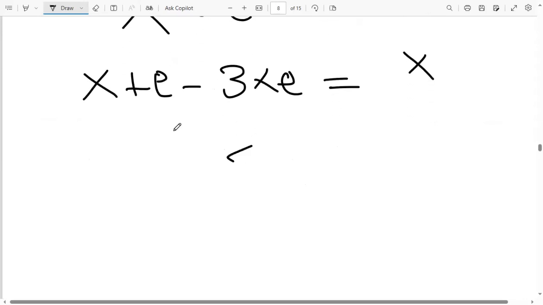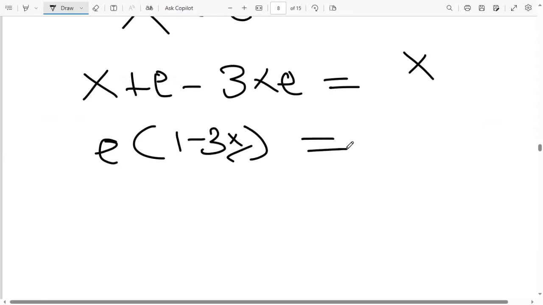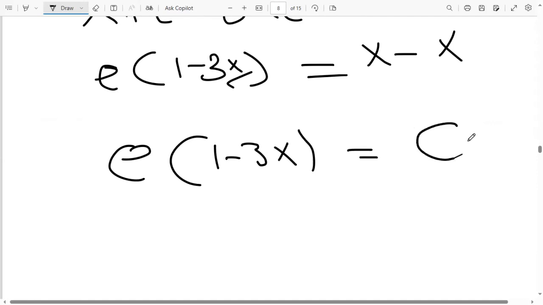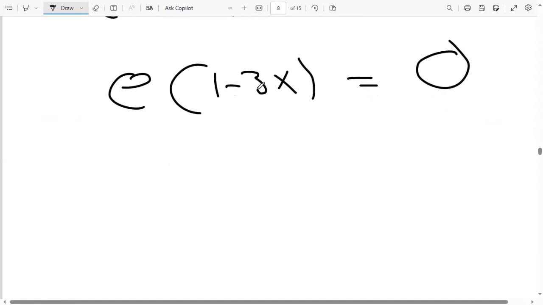On the left hand side, we can factorize the e from these two terms, so we have e times 1 minus 3x. Then this equals x minus x. So this simply means that e times 1 minus 3x equals 0. Then you divide by 1 minus 3x on both sides. You're going to get your identity element to be what?